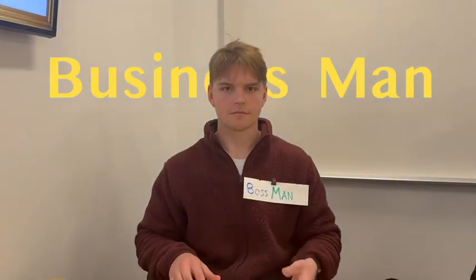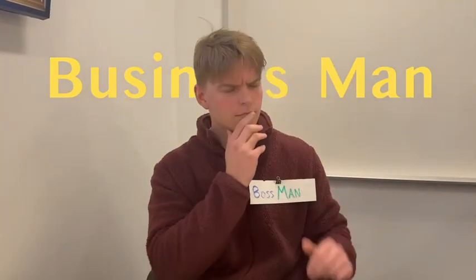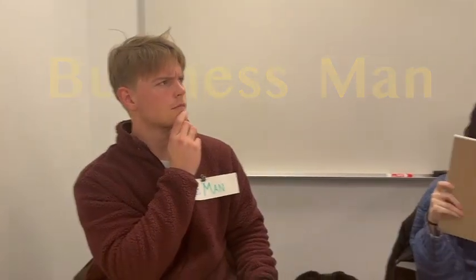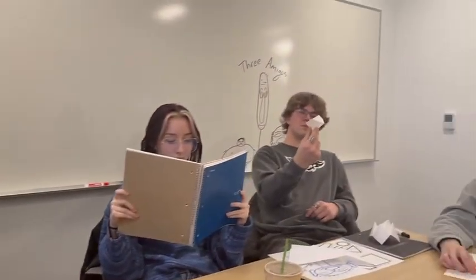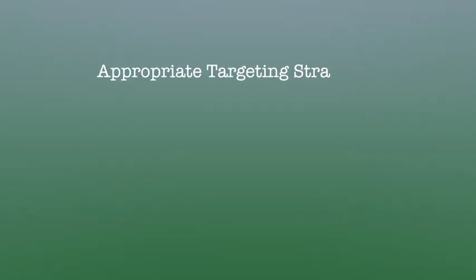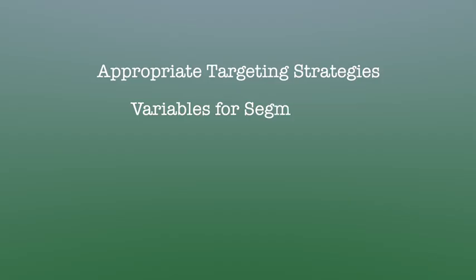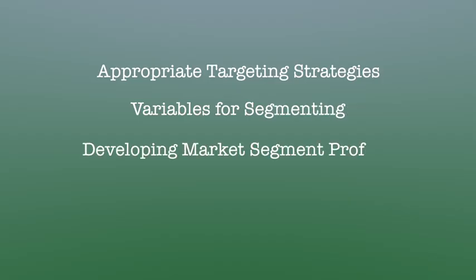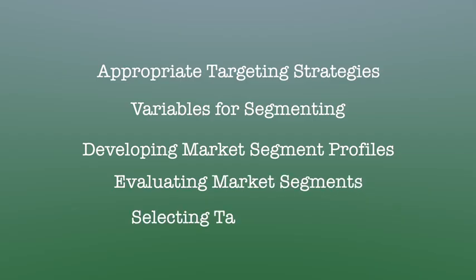This is a businessman, and he needs to sell his paper, but he has a problem. In order to effectively market his product, he must appropriately choose his audience. To do this, he will follow the target market selection process. This process consists of appropriate targeting strategies, variables to use for segmenting consumer/business markets, developing market segment profiles, evaluating relevant market segments, and selecting target markets.